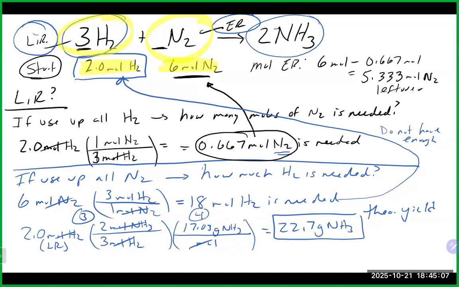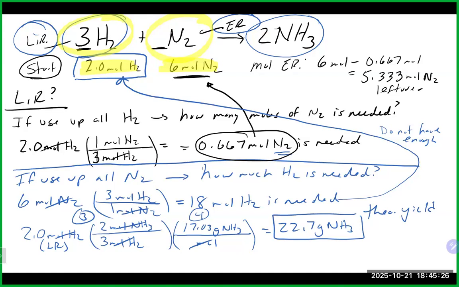So those are very common questions: how much product you produced, which should be based off the limiting reagent, and how much of the excess reagent is left over. Any questions on that there?